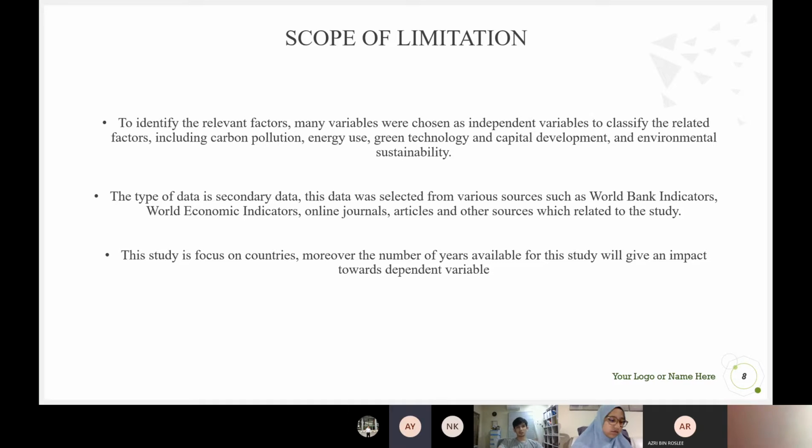The type of data is secondary data. The data was selected from various sources such as World Bank indicators, World Economic indicators, online journals, articles, and other sources which related to the study. This study is focused on countries. Moreover, the number of years available for this study will give an impact towards dependent variable. However, there are several journals and articles that are difficult to access and download directly. This makes the information of the variable limited.